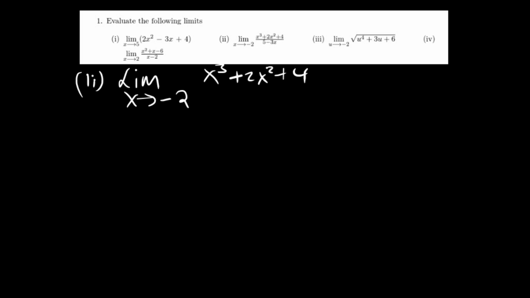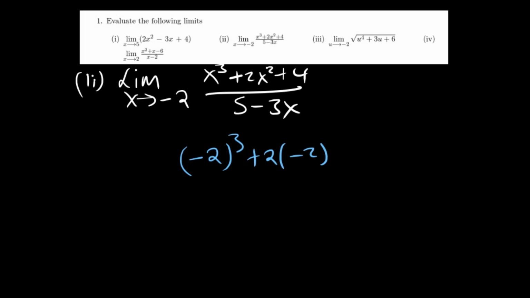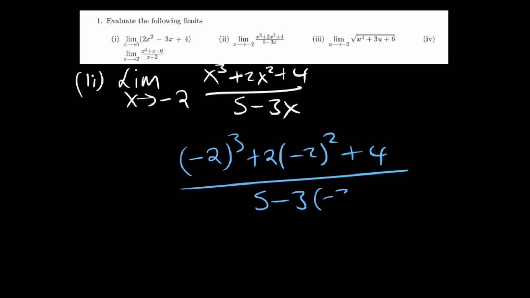Now if we go to part 2, things begin becoming interesting. Here we have the limit as x approaches negative 2 of x to the power 3 plus 2x squared plus 4 over 5 minus 3x. How do we simplify this limit? How do you go about it? Let's try to understand what we can do. Does it have an effect if we substitute the value of negative 2? Let's try. Where there is x, we put negative 2 on top, so we have negative 2 to the power 3 plus 2, where there is x, again we put negative 2. And on the bottom, where there is x, we put minus 2. Let's see.